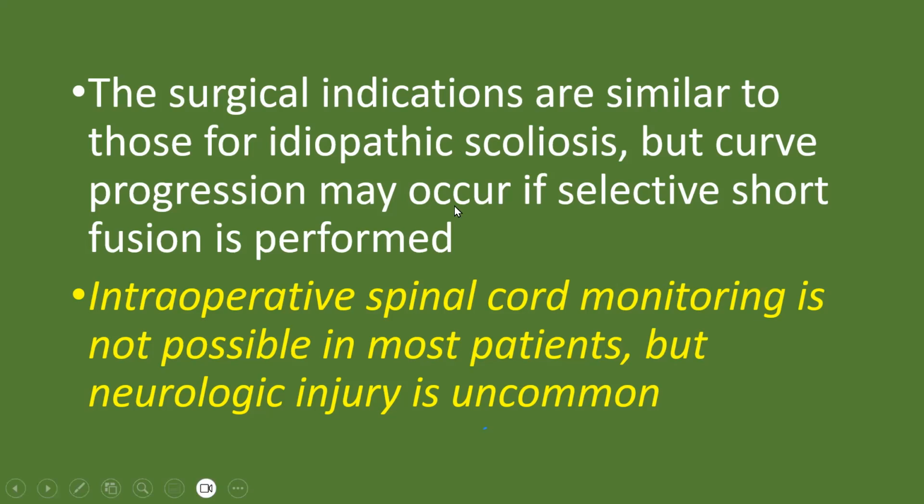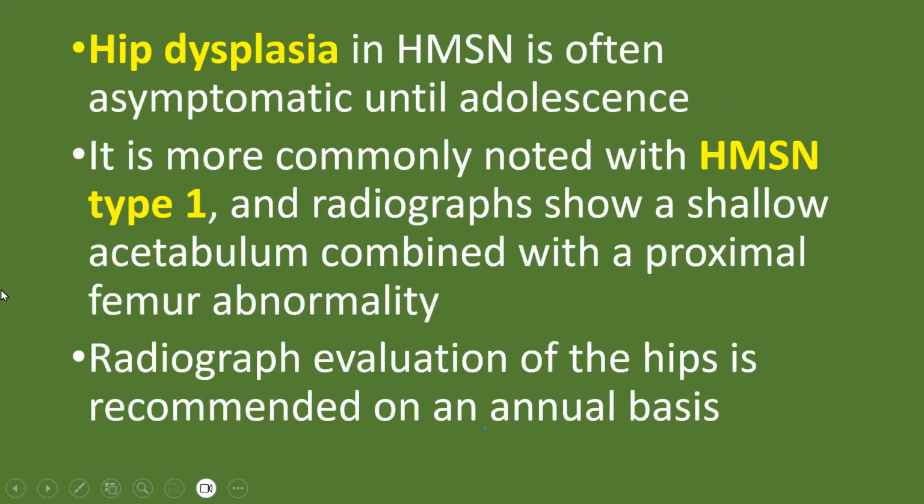Hip dysplasia is often asymptomatic until adolescence. It is more commonly noted in alkaptonuria, in Charcot-Marie-Tooth disease, and the radiographs show a shallow acetabulum combined with a proximal femur abnormality. Radiograph evaluation of the hips is recommended on an annual basis. Surgical procedures include osteotomies of the acetabulum.